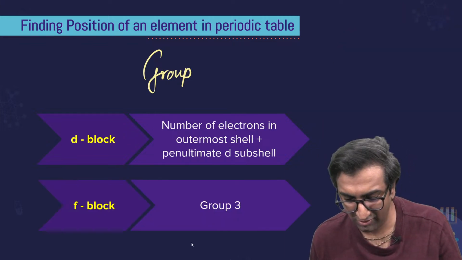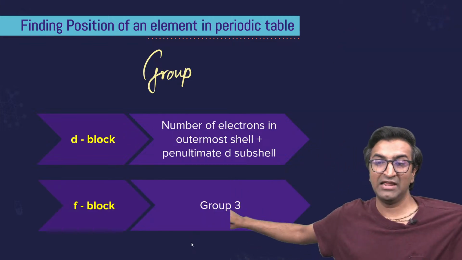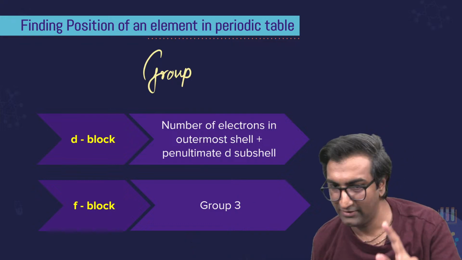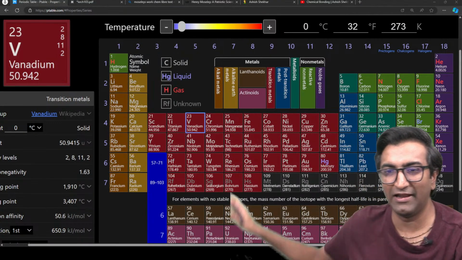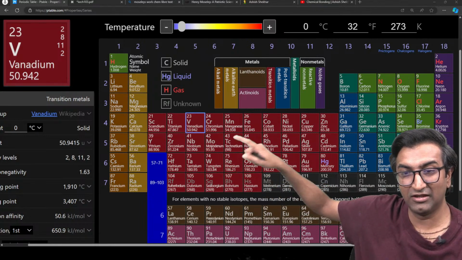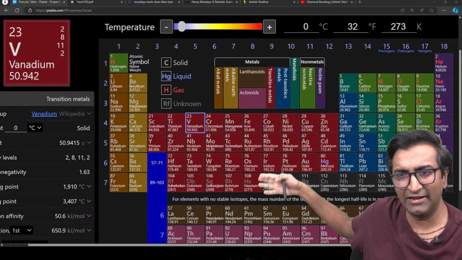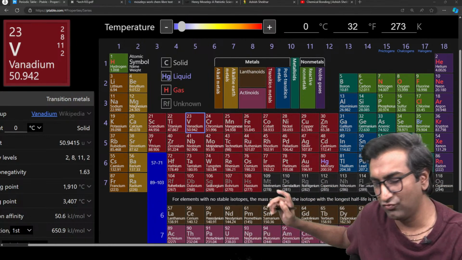So we started with D, what about F? F में कोई टेंशन नहीं, हमेशा ग्रुप 3. Why is it always group 3? I can remind you once again, I've already told you, right? Look at dark blue इसमें, ठीक है, डार्क ब्लू वाले को देखो, they're all under the third group. थर्ड ग्रुप मतलब स्कैंडियम वाले ग्रुप में ही है. The lanthanides and actinides in a transition, so you say 3.